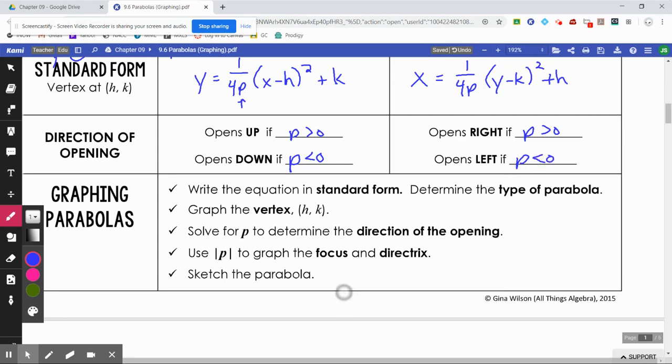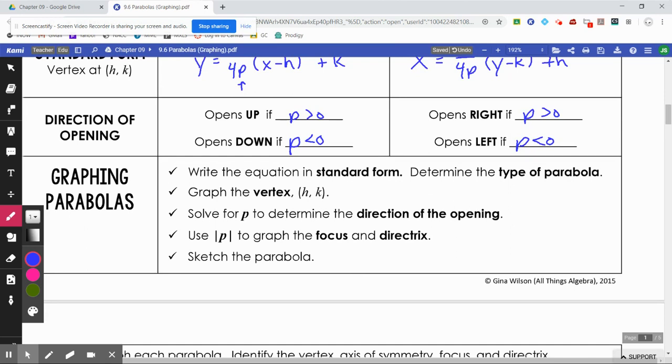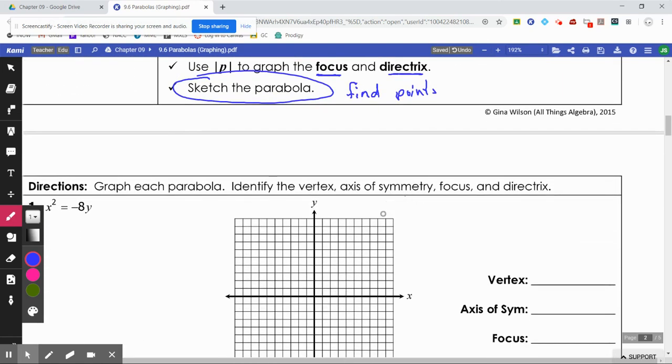Okay, the actual process of graphing a parabola: we're going to write the equation in the standard form above, determine the type of parabola, and graph the vertex. We're going to solve for p to determine the direction of the opening, and that p is also going to tell us how far we are from our focus and directrix. It says sketch the parabola. Before we're able to sketch a good parabola, it's a little different from these other graphs. You might have to plug some x or y values in to get some actual points on the parabola to get a better looking parabola. Okay, first problem.